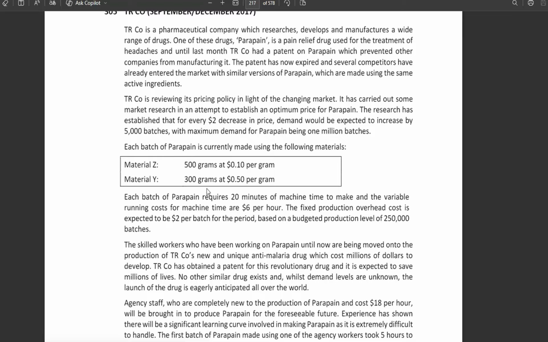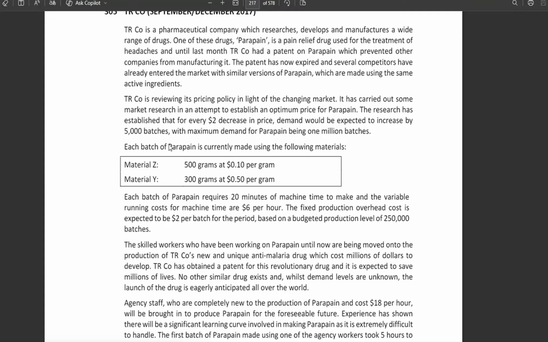The research has established that for every $2 decrease in price, demand would be expected to increase by 5,000 batches, with a maximum demand for Parapain of 1 million batches.